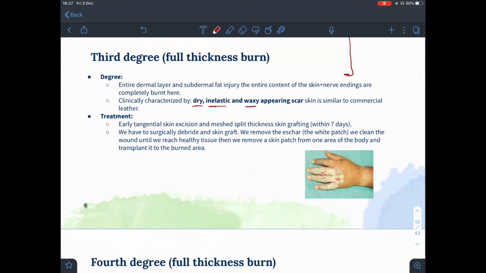Early skin excision and meshed split thickness skin grafting. They need skin grafting. We'll go over the difference between skin graft, عفوا, and skin flaps. We have to surgically debride the skin and give a skin graft. We remove the eschar, أو الجزء الأبيض هذا. We clean the wound لما نوصل إلى healthy tissue. بعدين ناخذ skin patch من مكان ثاني بالجسم, we transplant it into the burned area.